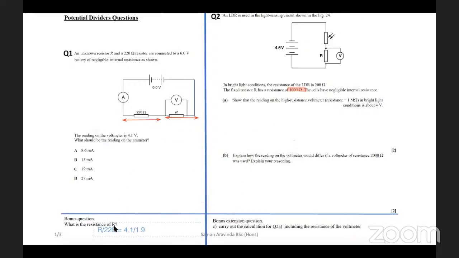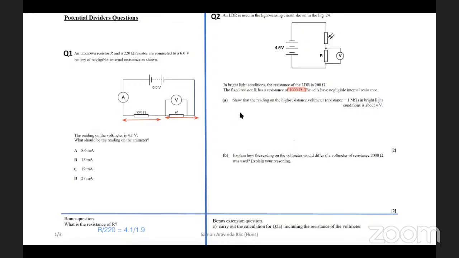What is the answer for 2? Answer for A. 3A. Just do it carefully.